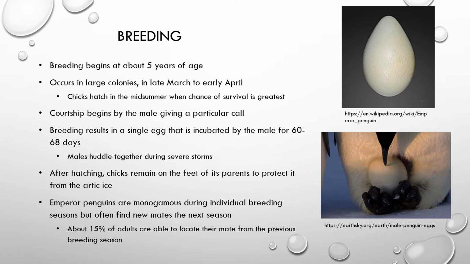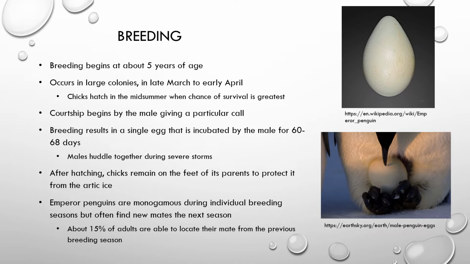So breeding begins at about 5 years of age, which is kind of late for most bird species. It occurs in large colonies, normally in late March to early April, and chicks hatch in the midsummer when the chance of survival is greatest. Their courtship begins by the male giving a very particular call. Their breeding results in a single egg that is incubated by the male for 60 to 68 days.